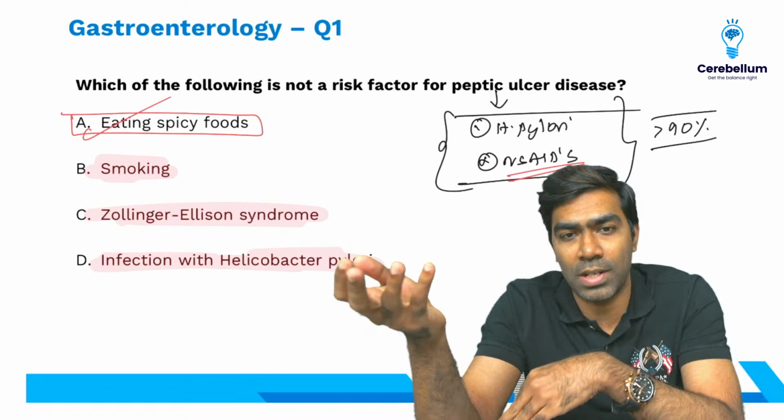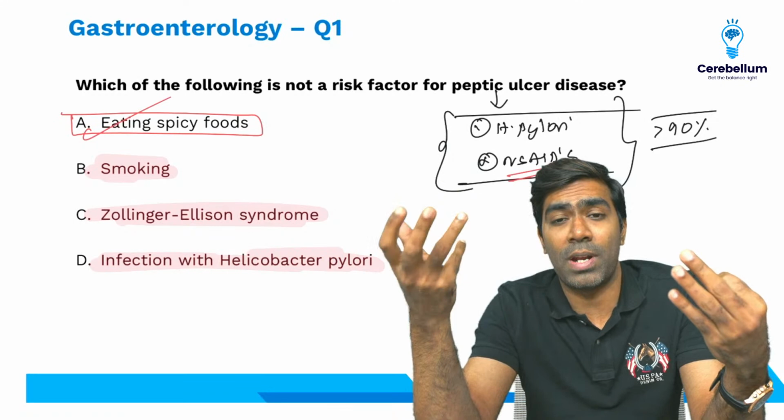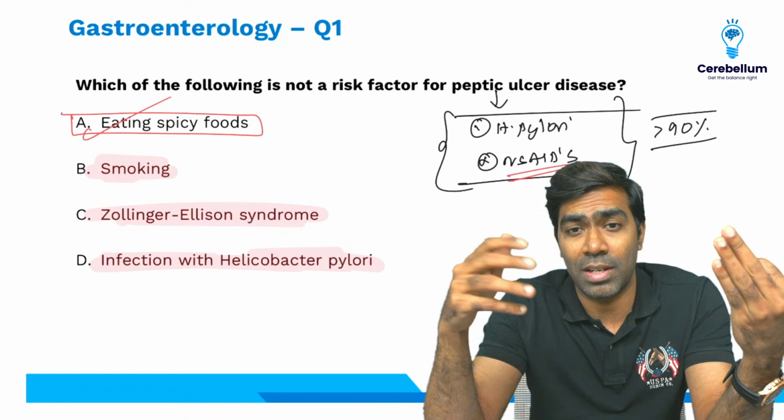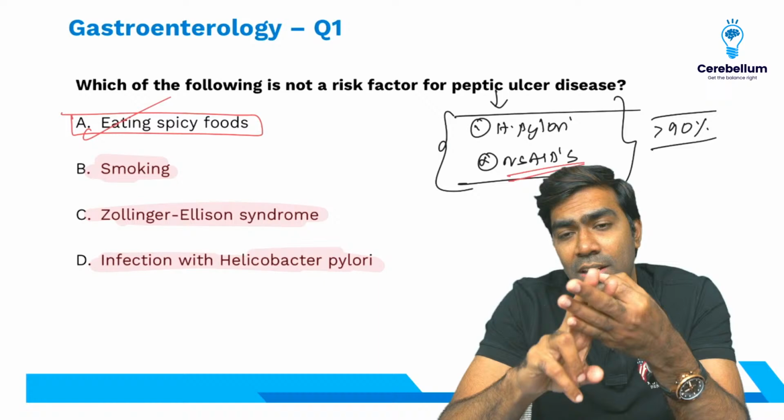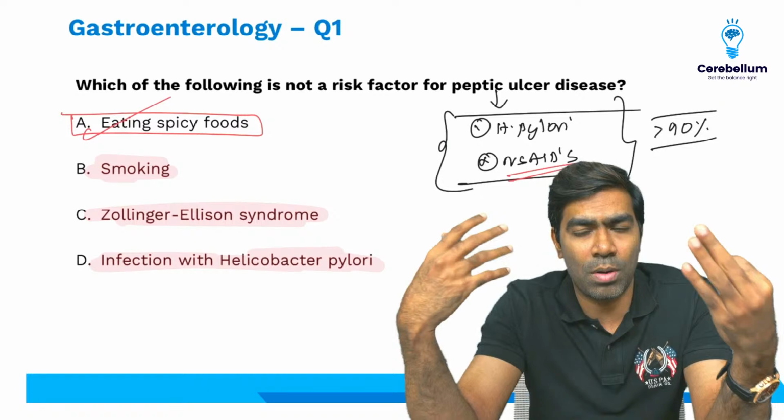Why polycythemia vera? Because the abnormal RBCs in this setting are going to activate mast cells and trigger histamine release. High histamine is a risk factor for more acid secretion. So peptic ulcer disease, even in the setting of polycythemia vera, is because of aberrant mast cells producing more histamine, correct?